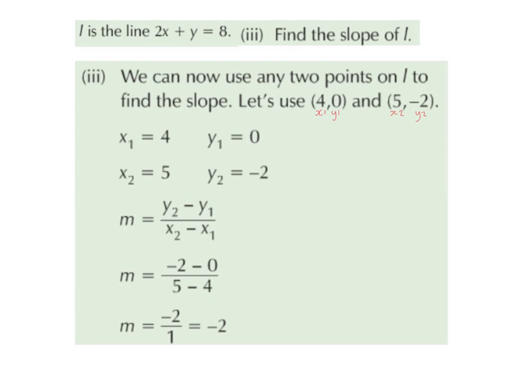Be very careful, because if our x1 value had been minus 4, then we would have to have minus 4 down here, which would give us plus 4. So just be very, very careful that you include any minuses that you need. So minus 2 minus 0 is minus 2, 5 minus 4 is 1, and minus 2 over 1 is just minus 2. So the slope of L, the slope of our line, is minus 2. So it's a negative slope, which means it's going downhill.